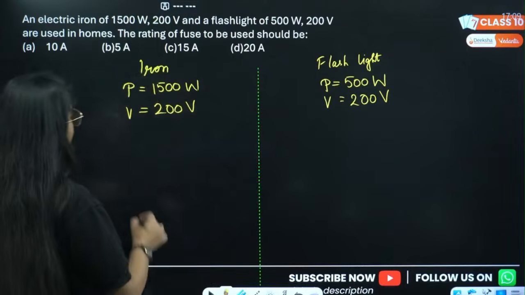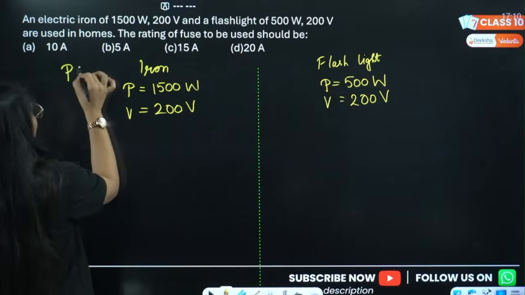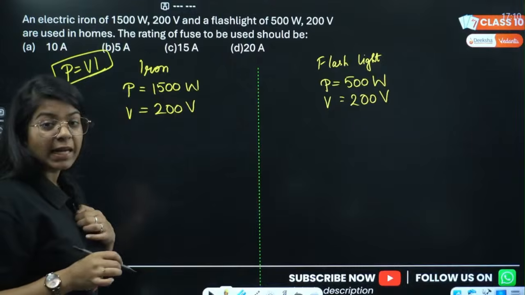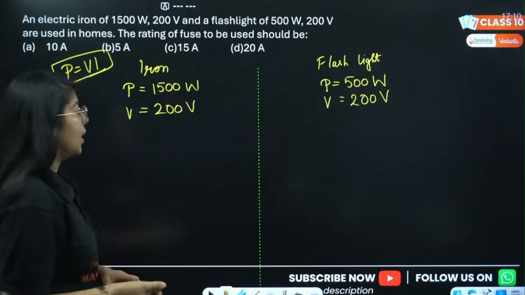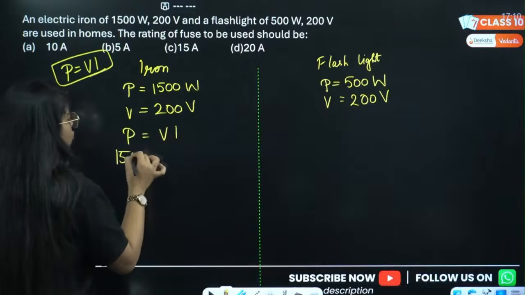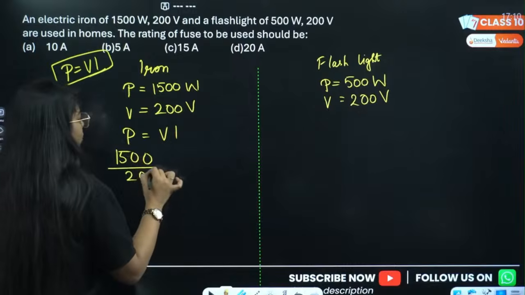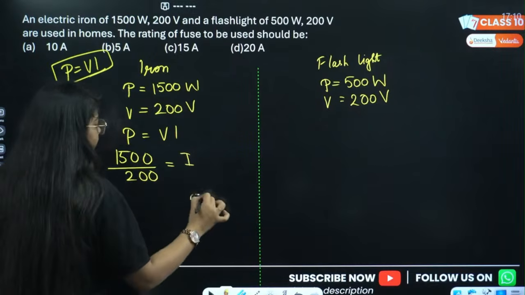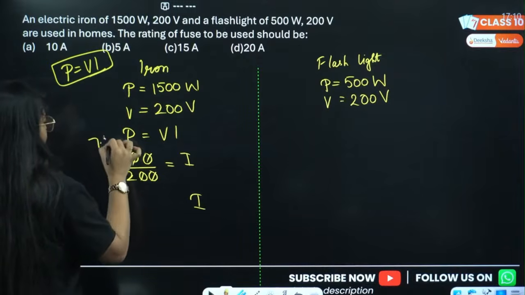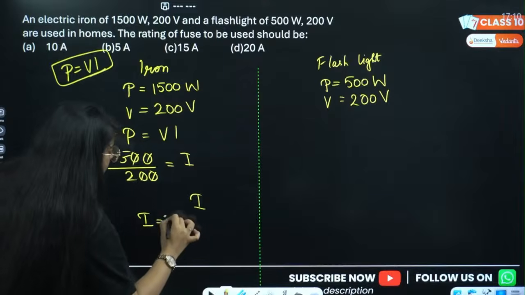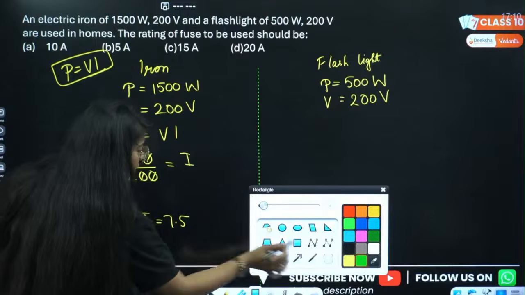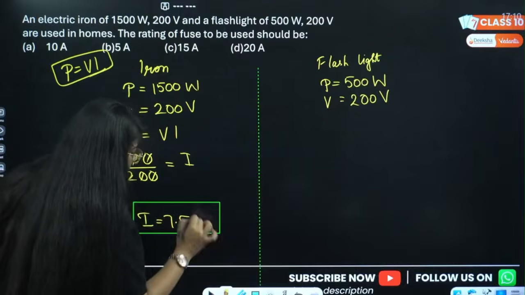Right? So let's see. I know the simple formula, ma'am. Power equals V into I. Yes, your formula is correct. Power equals V into I. Power is 1500, divided by 200 gives the current, and this will be 7.5. So the current is 7.5 ampere. Do not forget to write the units.